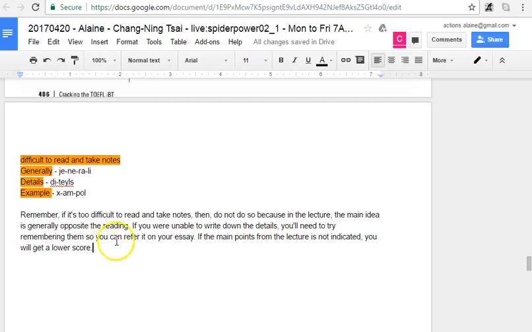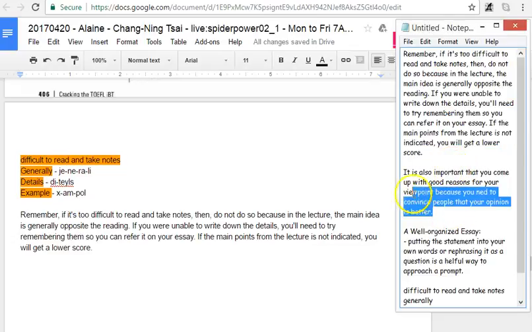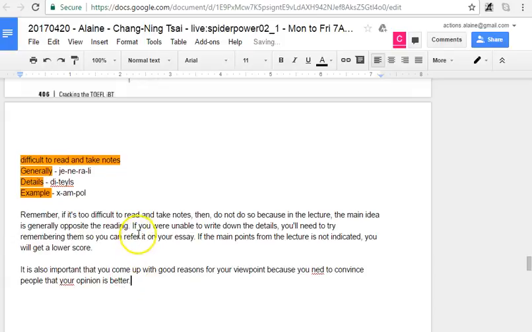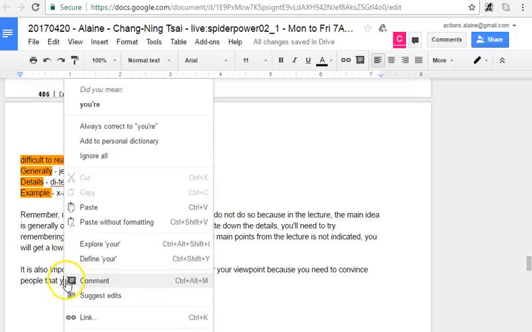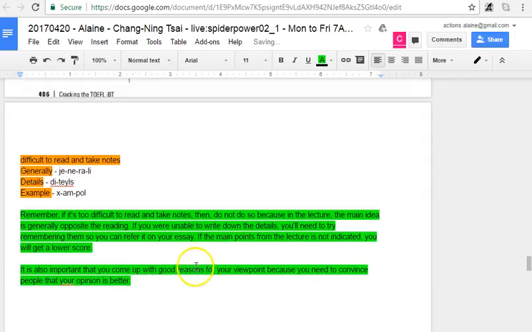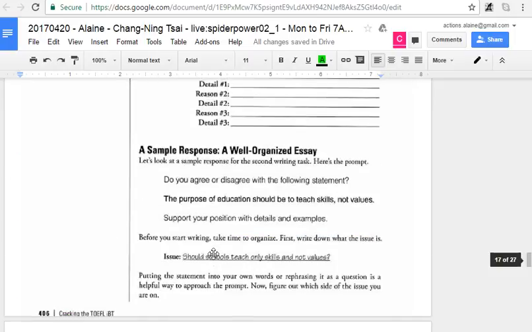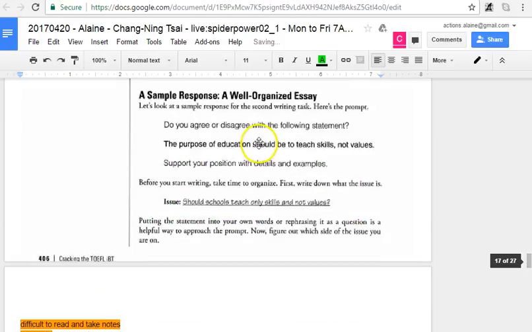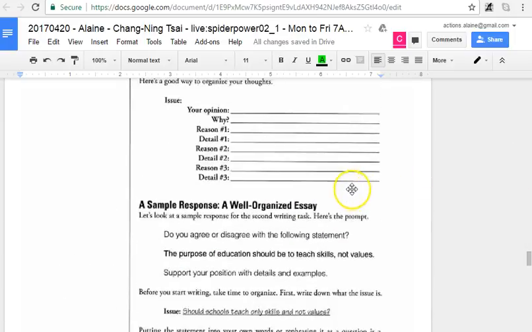So you'll need to try remembering. If the main points from the lecture are not indicated, you will get a lower score. You have to remember that. One more thing. It is also important that you come up with good reasons for your viewpoint, because you need to convince people that your opinion is better. Again, you always have to justify that your opinion is better, so long as you have supporting reasoning and details. All right? Very good. Now, could you please read a sample response for me on page 17 still?